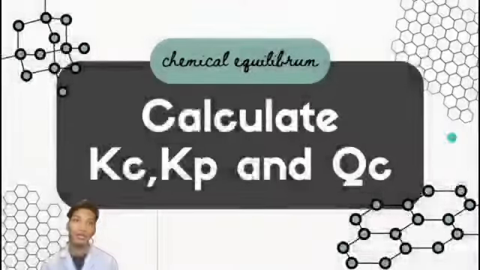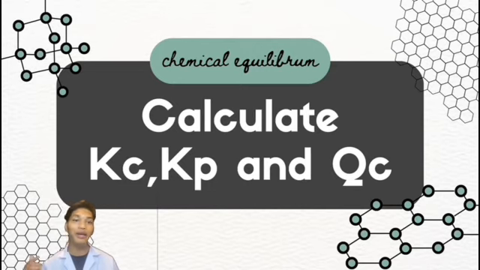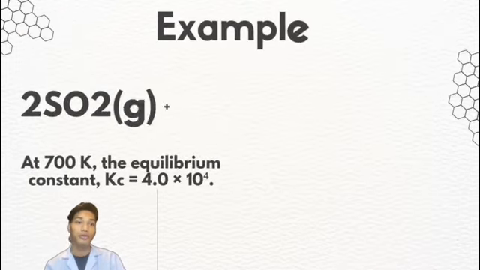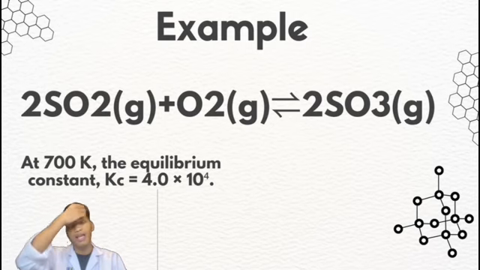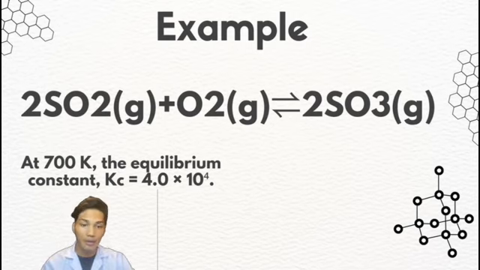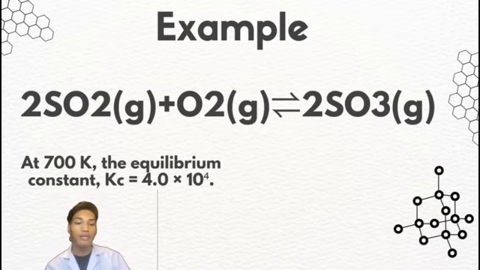Thank you. Now it's my turn to explain chemical equilibrium, which is how to calculate Kc, Kp, and Qc. For example, 2SO2 plus O2 forms 2SO3, and at 700 K the equilibrium constant Kc is 4 times 10 to the power of 4.